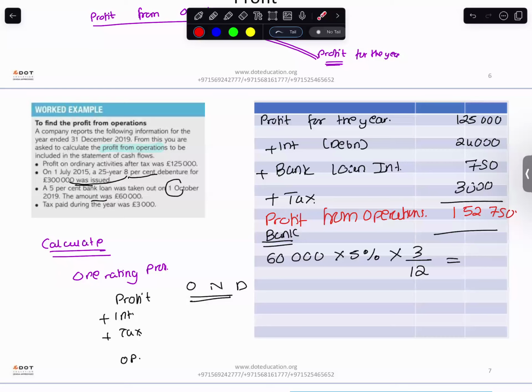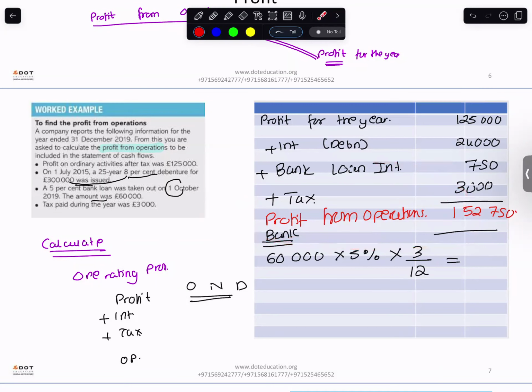Why do I need this profit from operations? Why is it the most important part while doing the cash flow? Because it includes your interest and tax. This is the starting point of the statement of cash flows. If you're given the profit for the year, add interest, add tax, and start your cash flow statement with this.